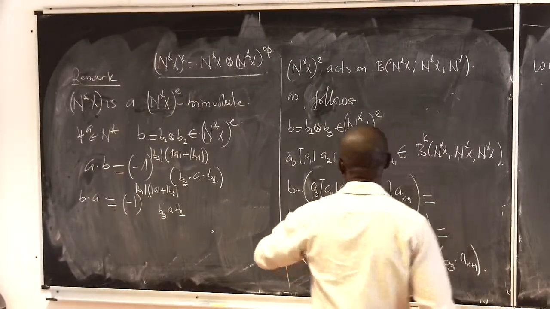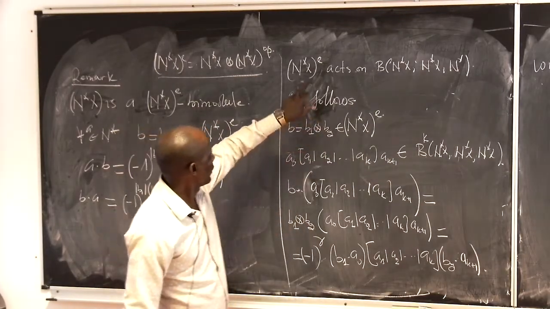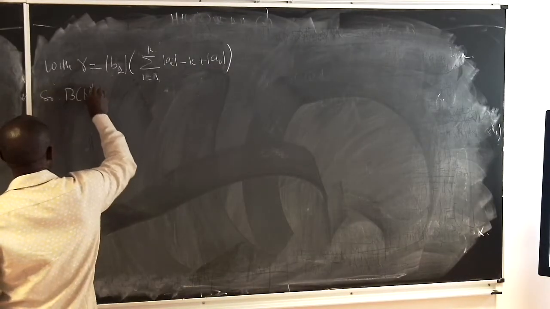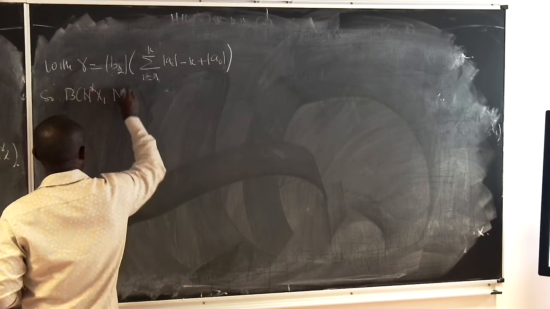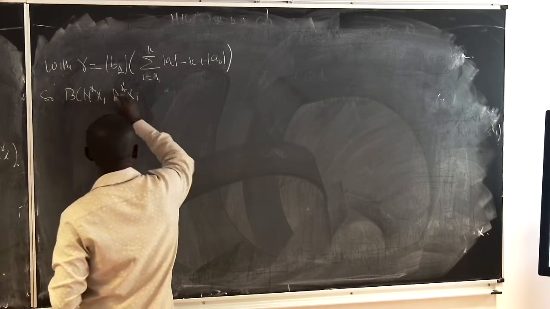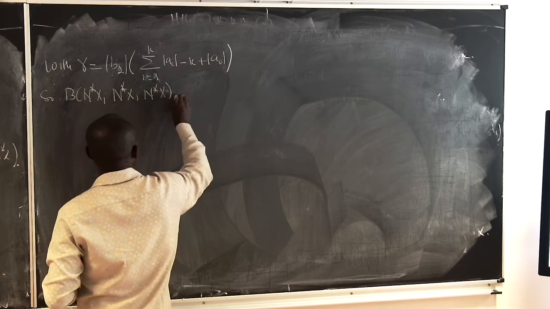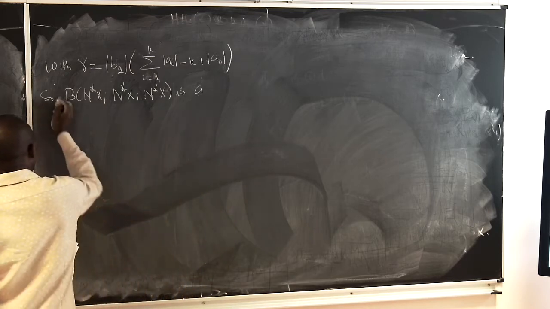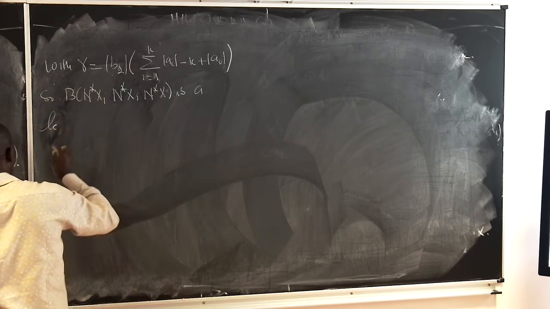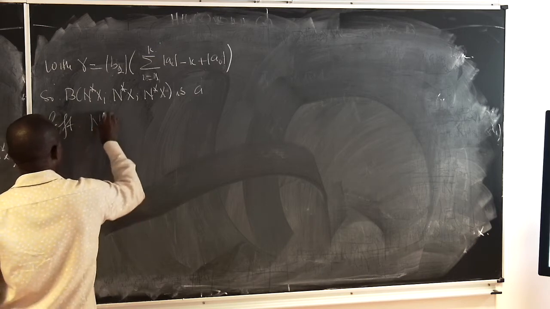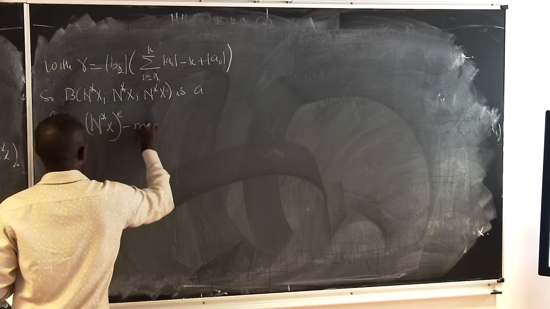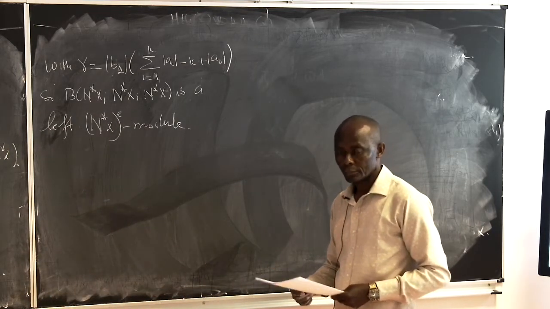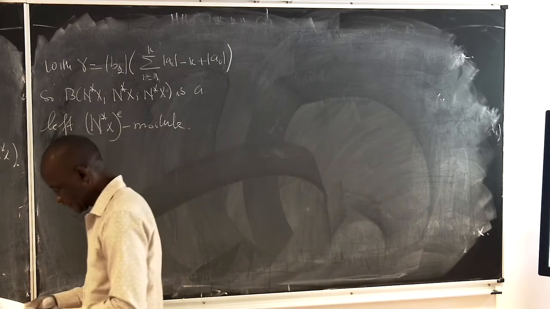So with this we have the structure of the bar construction of Nx with double coefficient in Nx is a left Nx module. Okay. Now you have this.